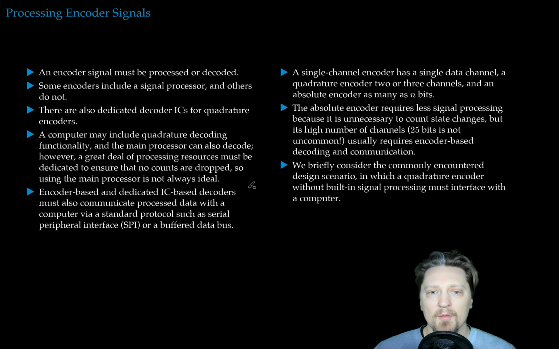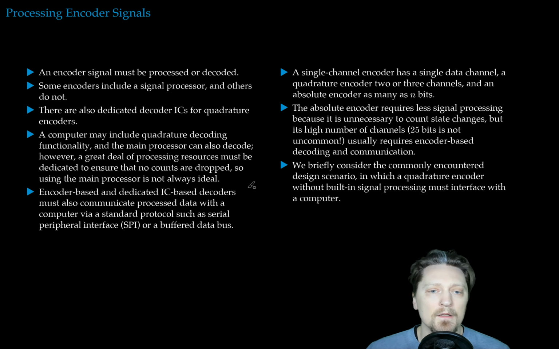Okay, processing encoder signals. An encoder signal must be processed or decoded. Some encoders include a signal processor and others do not. There are also dedicated decoder ICs for quadrature encoders. A computer may include quadrature decoding functionality, and the main processor can also decode.